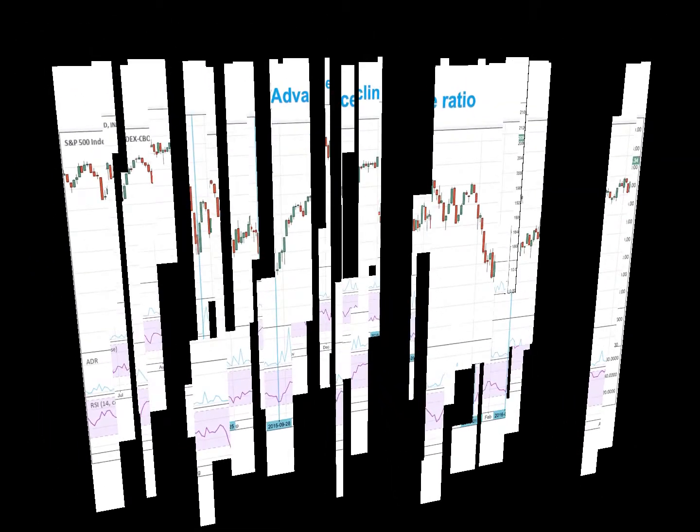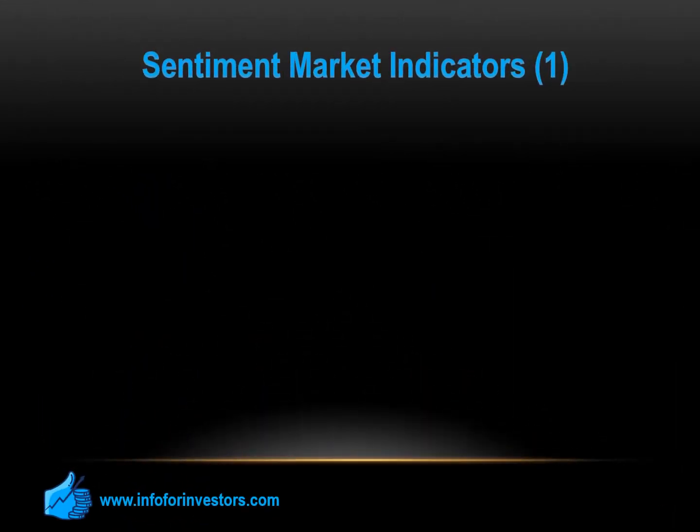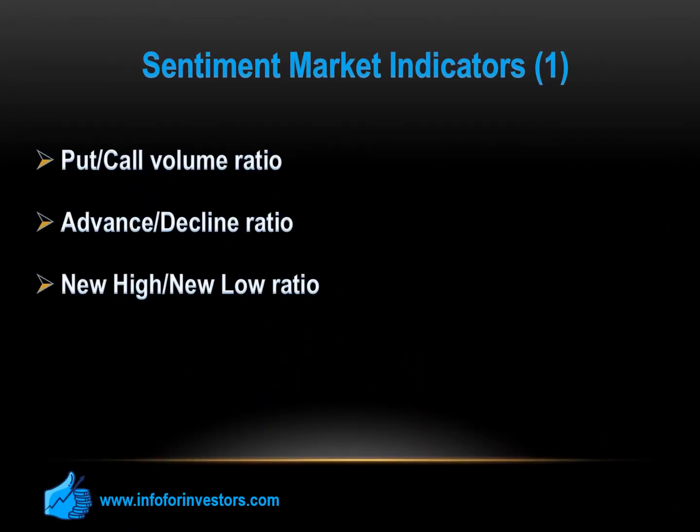The new high-low ratio is another indicator we should consider. This technical indicator is very simple. It is the number of issues reaching 52-week highs divided by the number of issues reaching 52-week lows. You can use the indicator to gauge the market sentiment. For example, the higher the number of issues reaching a new 52-week high, the more bullish markets will tend to be.